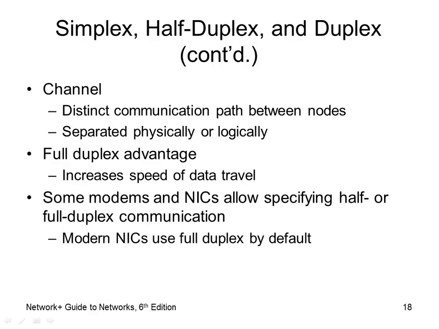So a channel is a communication path between nodes, and it's separated either physically or logically. This is how full duplex takes place. It uses two channels. You use one channel for transmit and one for receive.